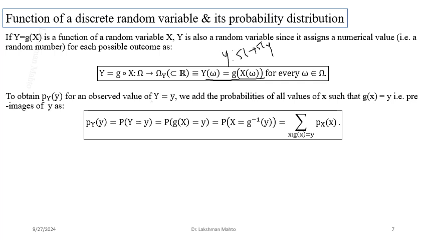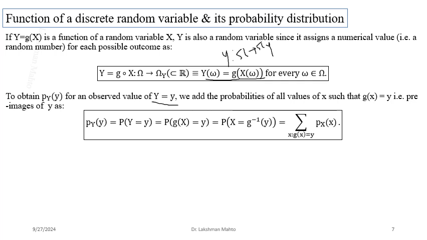Just talk about a single observation of Y: the random variable Y is observing the value small y. That means small y is a fixed number, and Y is a function of X. So small y will have pre-images. We have to compute the probability of those pre-images, which are small x, not capital X. We have to find all those x which are mapped to y, compute the probability of those x and sum it up in order to get the probability of observing that small y. That is the process of computing the probability of a specific observation of Y.